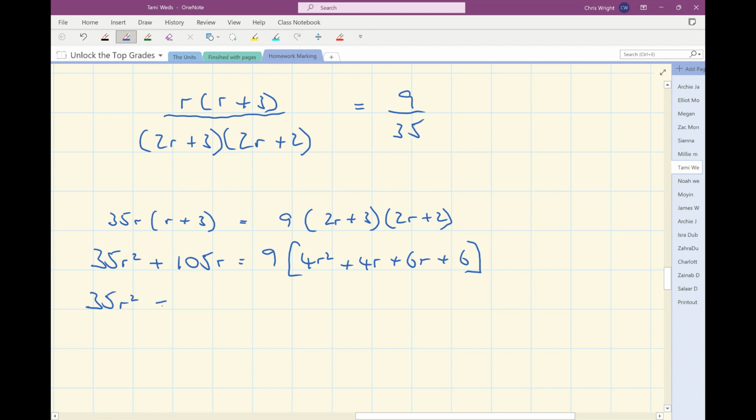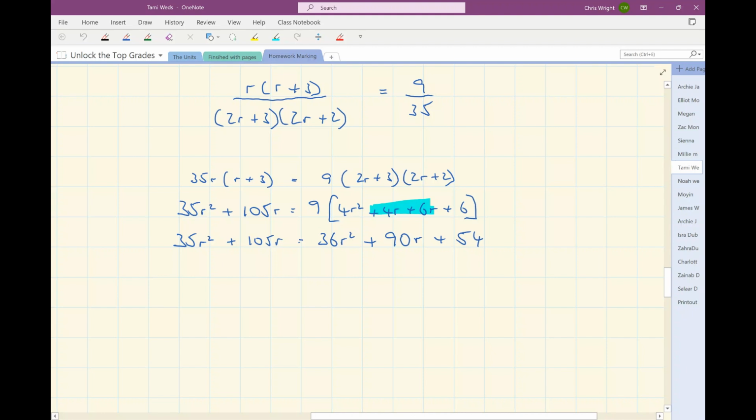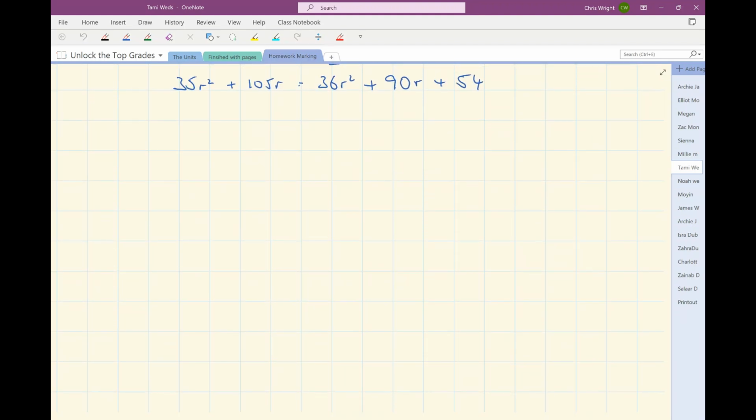35R squared plus 105R equals, let's multiply this out, shall we? 9 times 4R squared, 36R squared. Now, this plus 4R and plus 6R makes 10R. Times that by 9 plus 90R plus 6 9s are 54. So there's my equation so far.